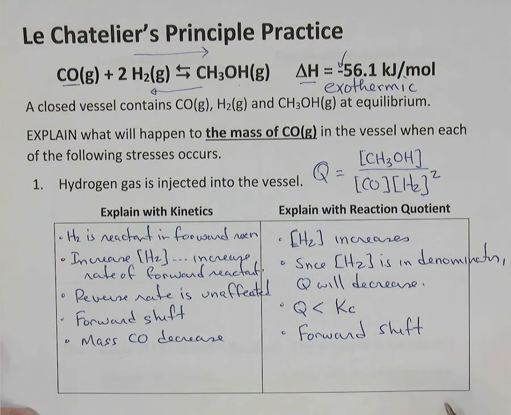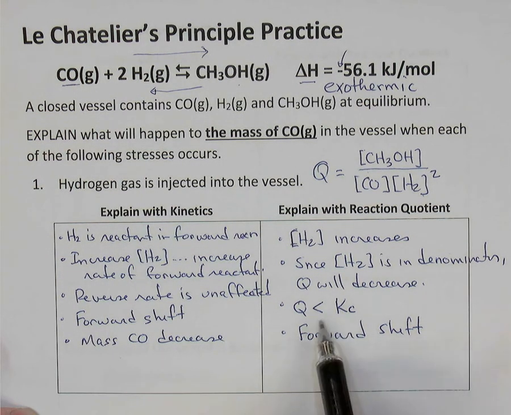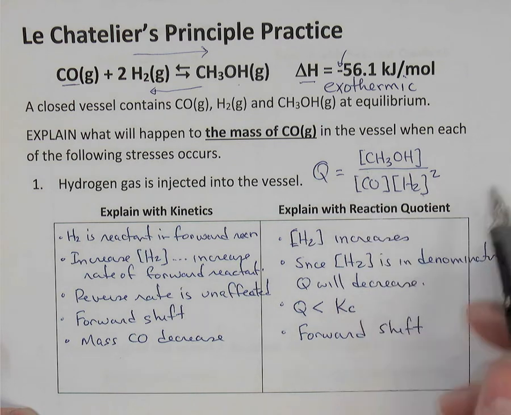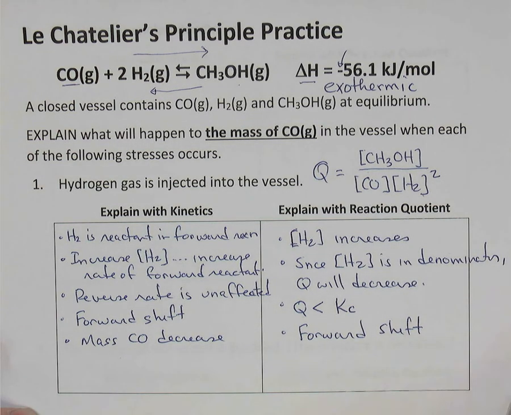Now we memorized this earlier in our unit. When Q is less than K, we get a forward shift. We don't need to go through all of that reasoning again. If we're shifting forward, as we said in the previous explanation, the mass of carbon monoxide decreases.